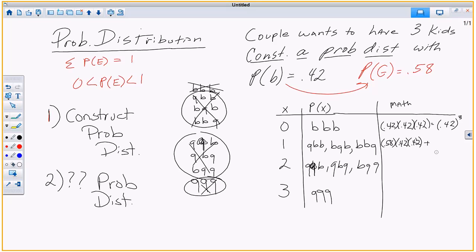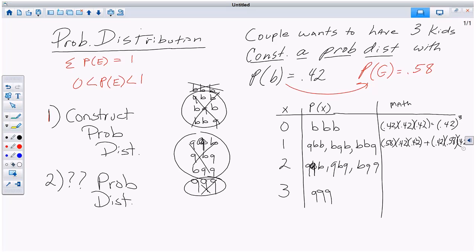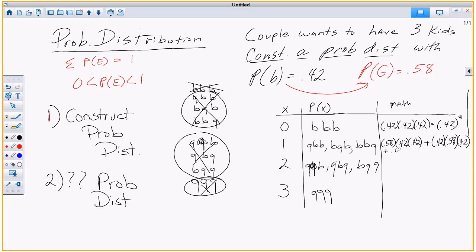Plus 0.42, 0.58, 0.42. Plus 0.42 times 0.42 times 0.58. And then down here, 0.58 times 0.58 times 0.42. Plus 0.58 times 0.42 times 0.58. Plus 0.42 times 0.58 times 0.58.